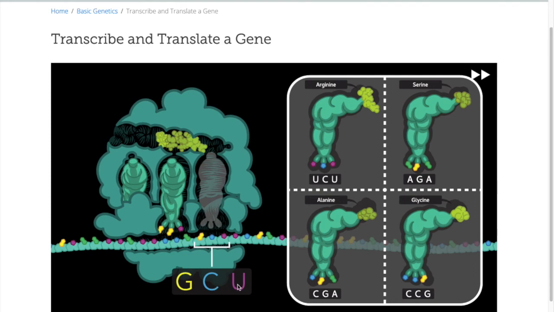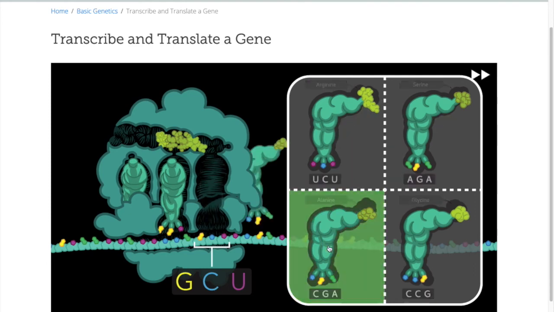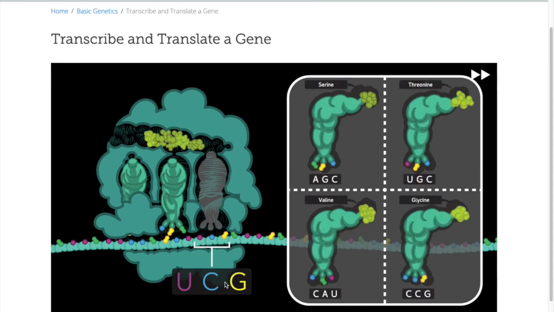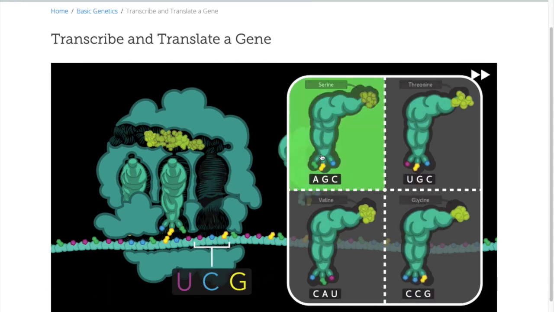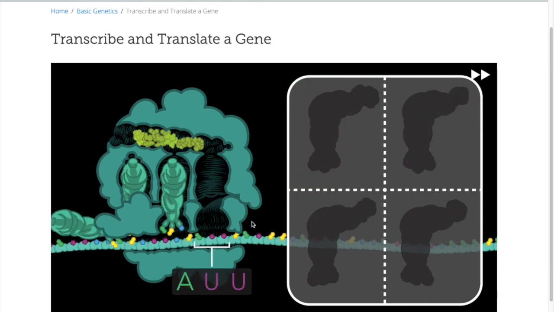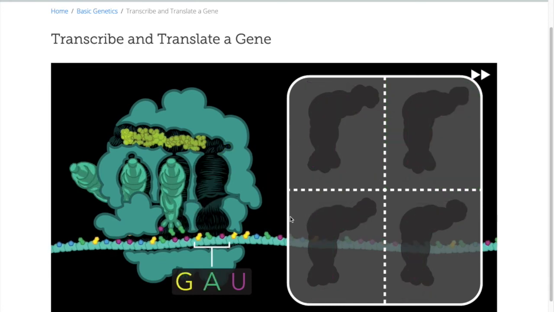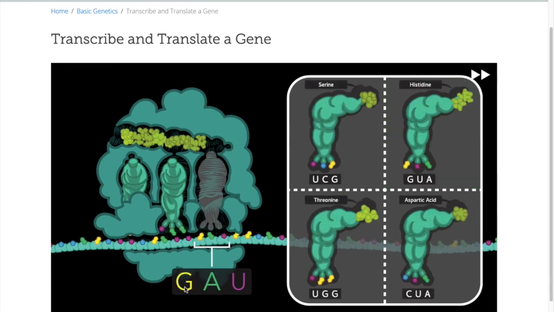GCU, CGA. Alanine. UCG, AGC. Serine, or SER for short. AUU, UAA. Isoleucine. GAU, CUA. Aspartic acid.